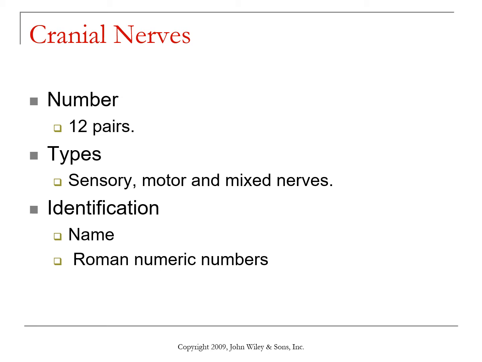From the brain, we have 12 pairs of cranial nerves. They are numbered with Roman numerals, which you need to know, and they each have individual names. So you are responsible to match the Roman numeral name and the name, if you will. Now, some cranial nerves carry only sensory neurons, so those are considered sensory cranial nerves. Others contain only motor neurons, and others are mixed, meaning that they contain both sensory and motor fibers.